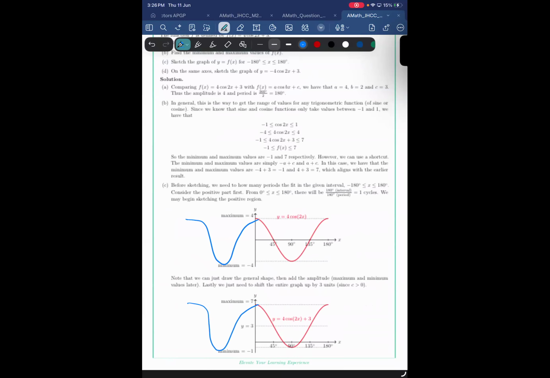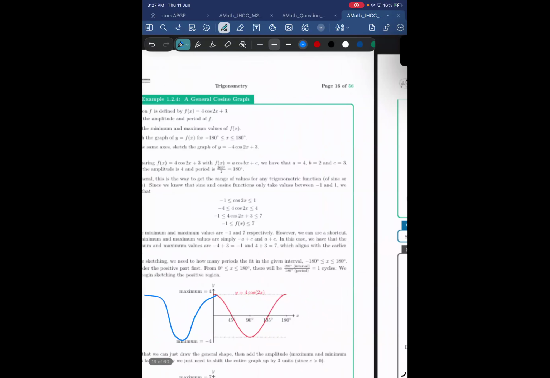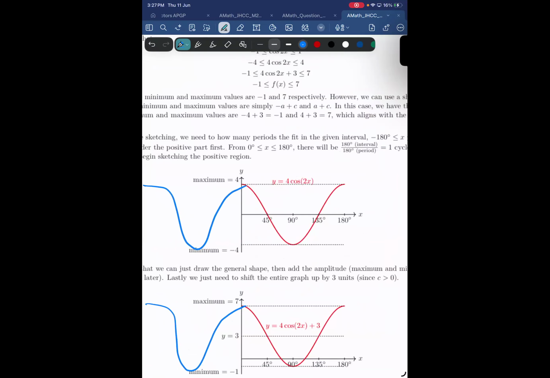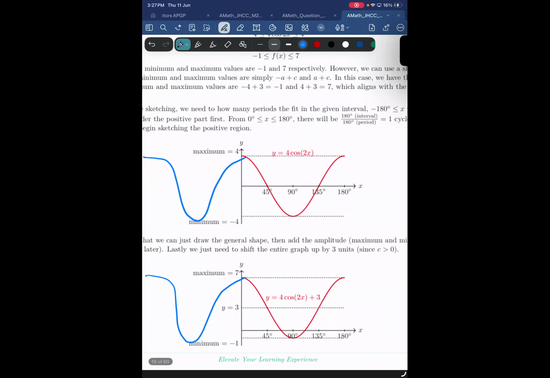If I ask you to sketch from minus 180 to 180, never mind, the completed one is at the end. This is what it looks like for the right side. The left side will just be mirrored. Then once you have the shape, you move it up by 3 units.